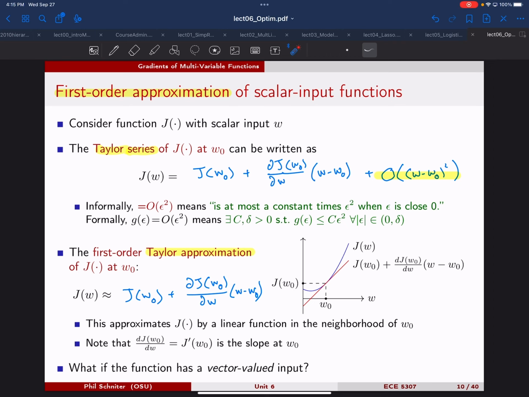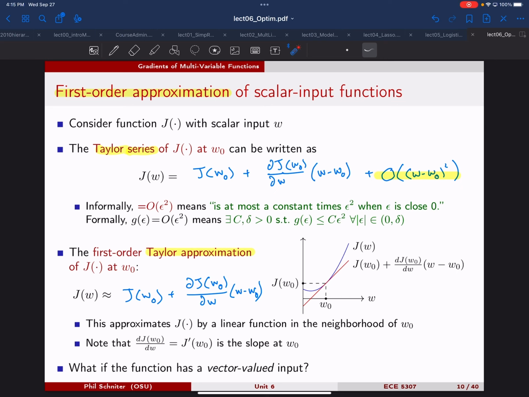Are there any questions on the big O concept? Because we'll be using that a bunch. Okay? Yes? Do you always approximate the constant to be equal to 1? I'm not sure what you mean.